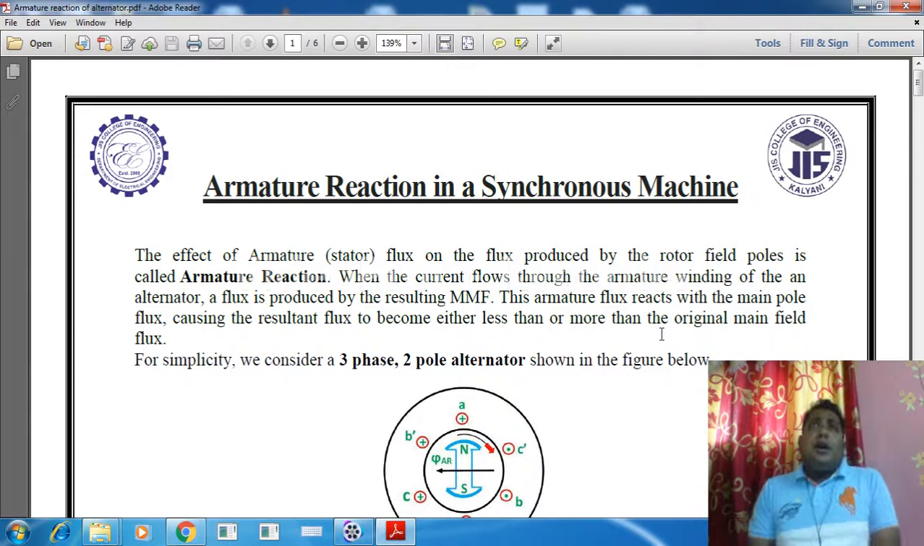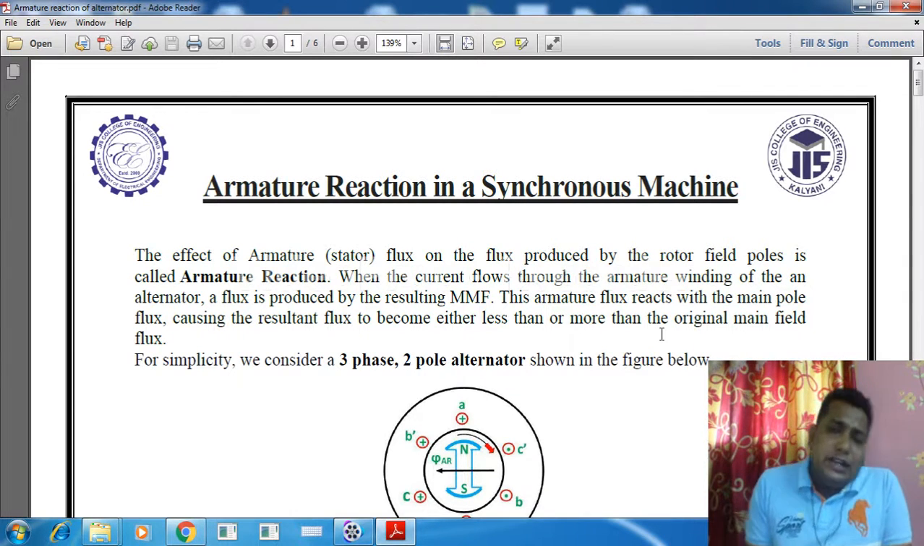In the previous machine classes, maybe in the Electrical Machine 1 syllabus, you have studied the DC machine. In the DC generator, you have already seen what armature reaction is. That means the effect of armature flux on the main field flux, that is the armature reaction basically. But there is some difference between the DC generator armature reaction and the alternator armature reaction.